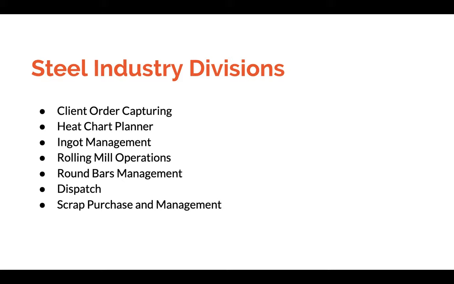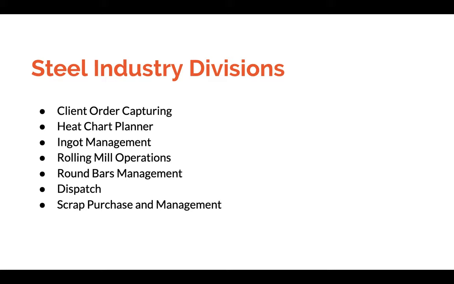First thing is client order capturing. You just capture the order from the client and put it into heat charts. So you create heat charts based on the requirement. Once the heat chart is done, you get the ingot. So you need to manage the ingot, like the testing and other stuff, grinding and all those things. Then you send it to the rolling mill. All their operations you need to manage, and if you are outsourcing it, then certain other things need to be managed.